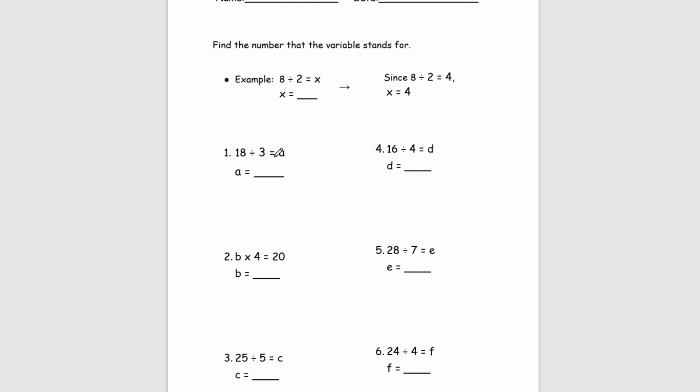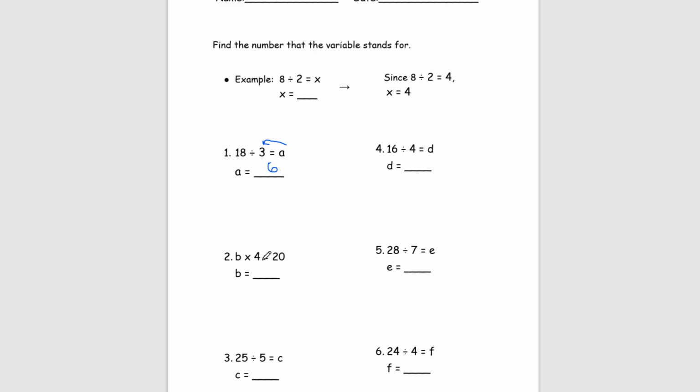So, let's go to number one. Here we have 18 divided by 3 equals A. A equals blank. So this one's asking us basically what's the quotient of 18 divided by 3. We just need to find what number times 3 gets us 18. And if you know your times tables, then you know that number will be 6. So your answer for number 1 is 6.